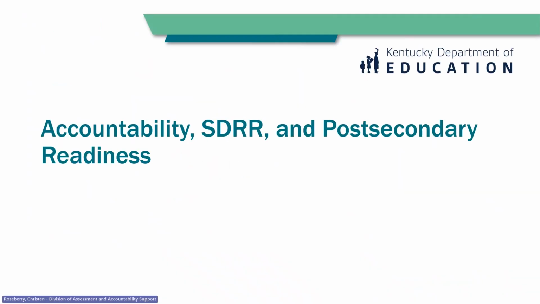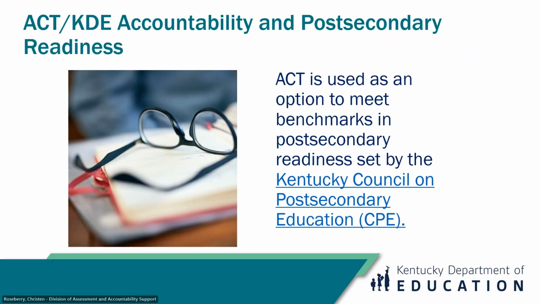Now we're going to talk about accountability, SDRR, and post-secondary readiness. ACT is one option for students to demonstrate academic readiness in the post-secondary readiness indicator. Schools may use scores from any ACT administration, national or state, to demonstrate academic readiness in the post-secondary readiness indicator. KRS 158.6455 requires that post-secondary readiness for each high school student be measured by one benchmark. Therefore, a student meeting or exceeding college readiness benchmark score on the college admissions exam or a college placement exam approved by the Council on Post-Secondary Education would have met the indicator.